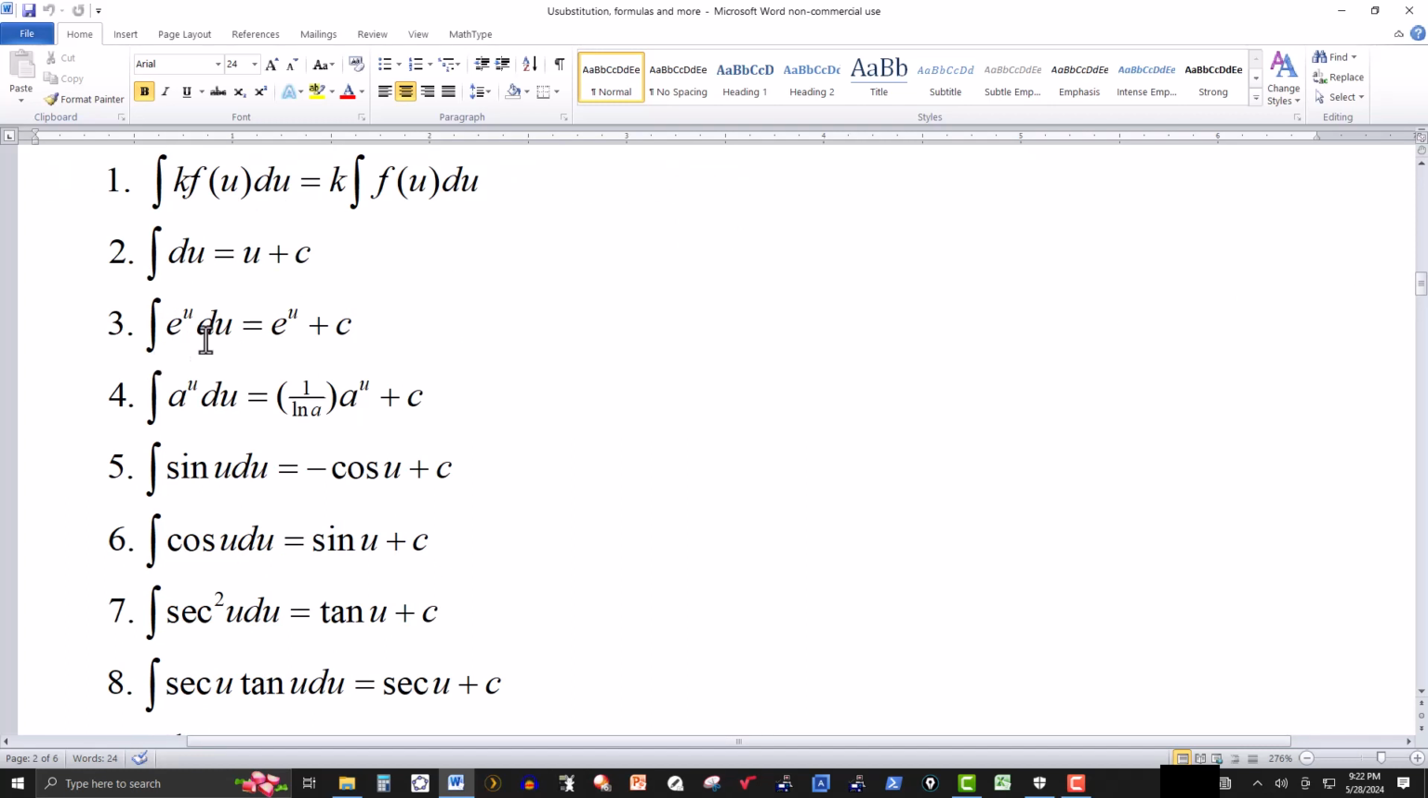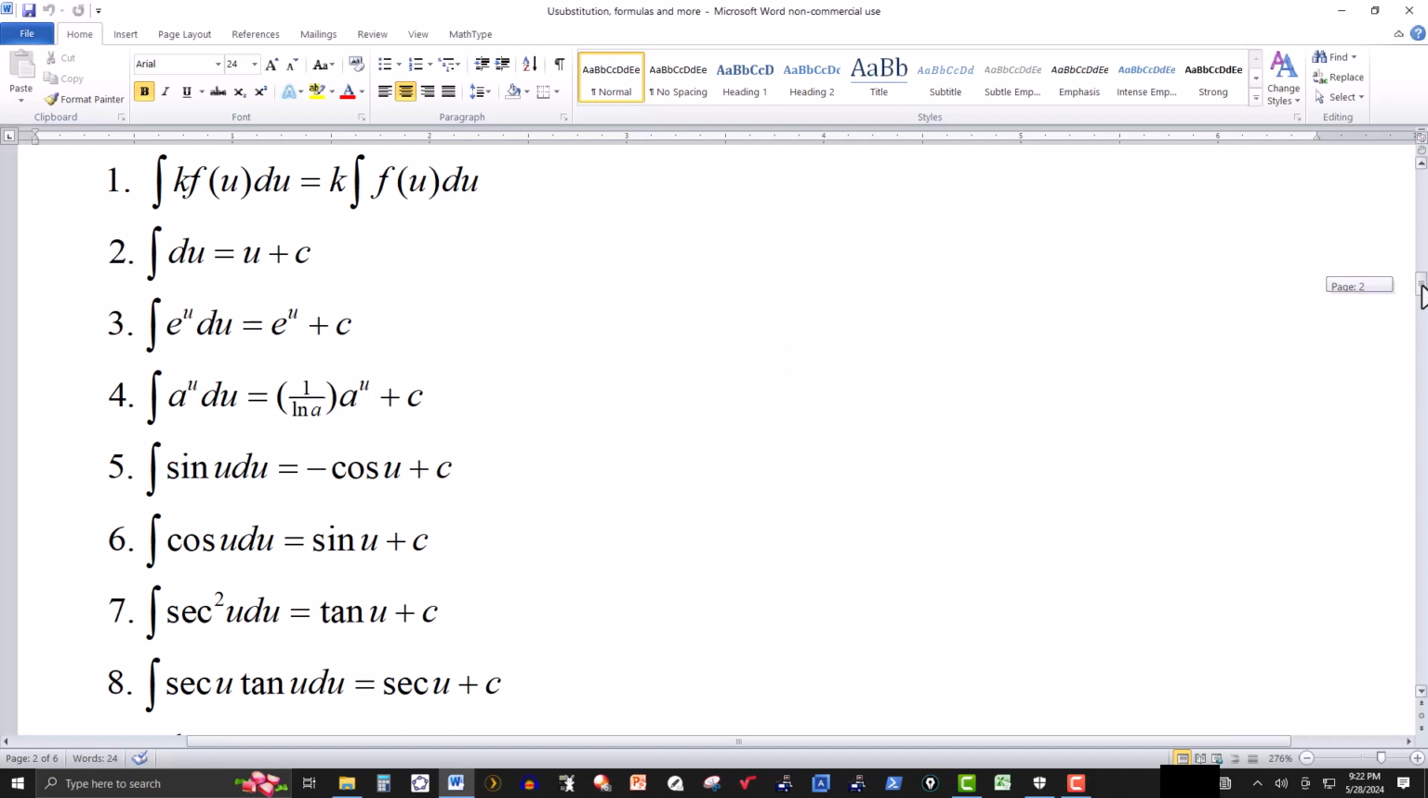Number 3 is very popular. If you have the integral of e to the u du, that's always e to the u plus a constant. Now, if that's x, that comes out to e to the x plus c. Number 4 is the standard exponential, a to the u. The integral of that is 1 over ln of a times a to the u. And here u generally will be a function of x.